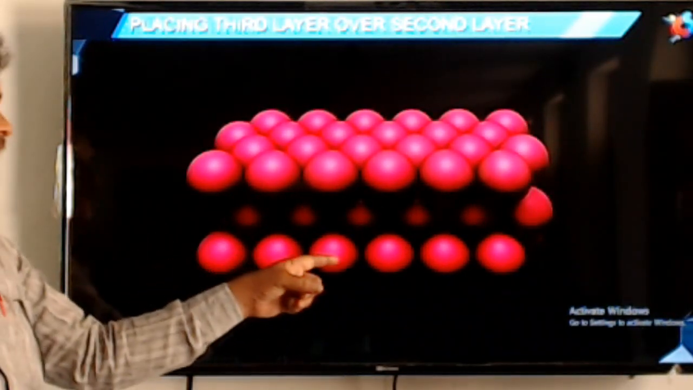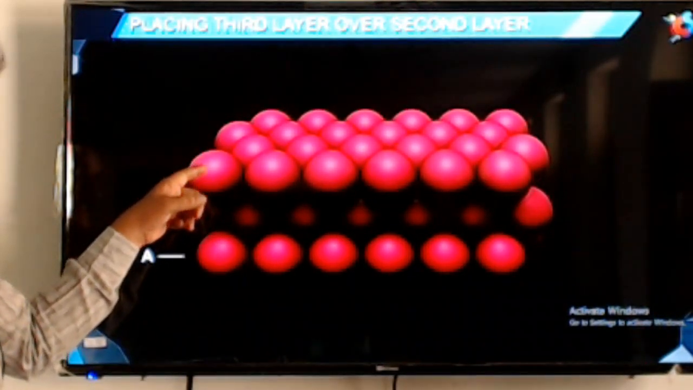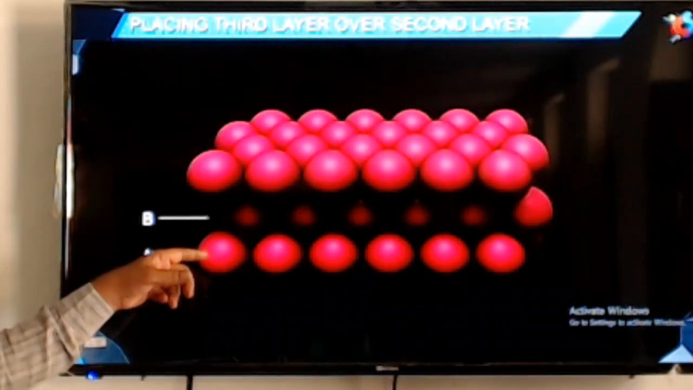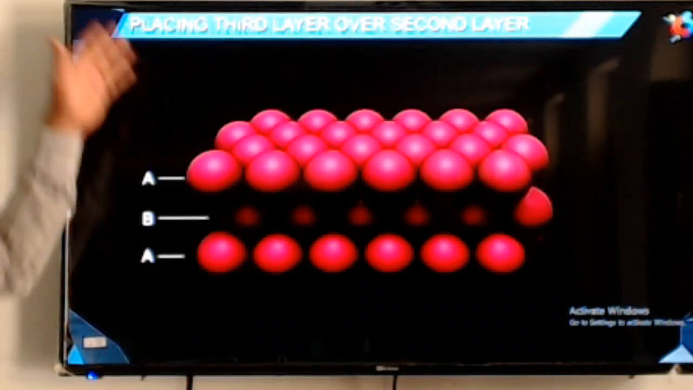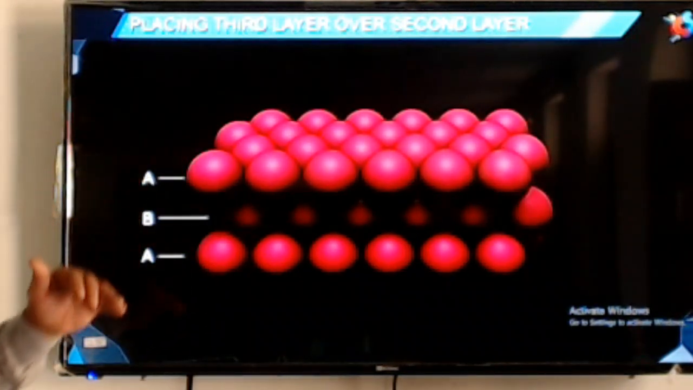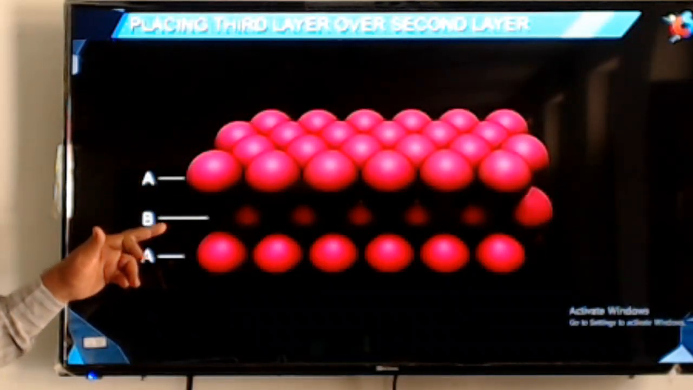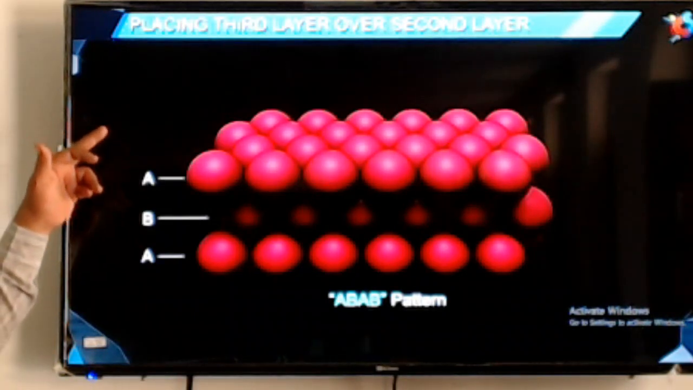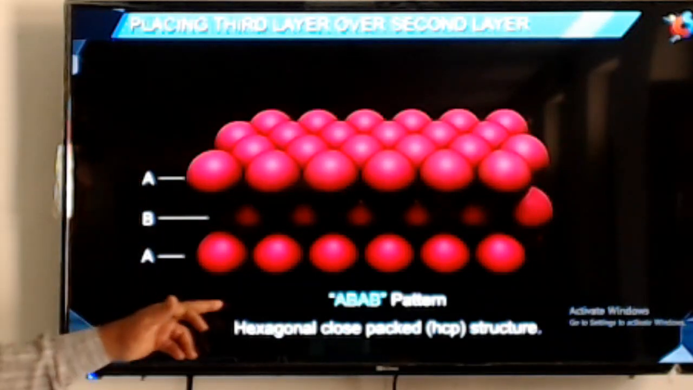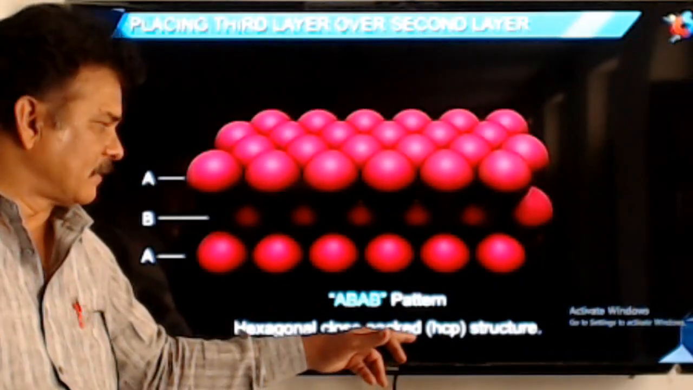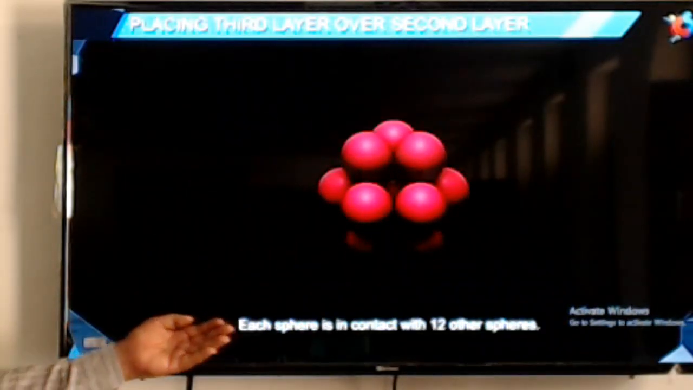Say this is layer A, this is layer B. Again, the third layer is similar to the first layer, or the spheres come one over the other in the same horizontal and vertical lines. So this three-dimensional close packing is called ABAB pattern, or ABAB type of hexagonal close packing, or this is called HCP structure.